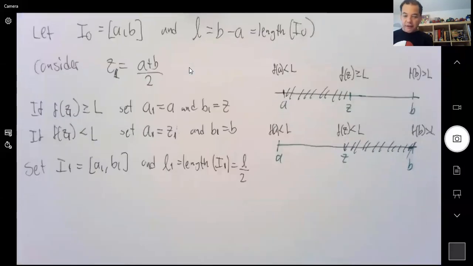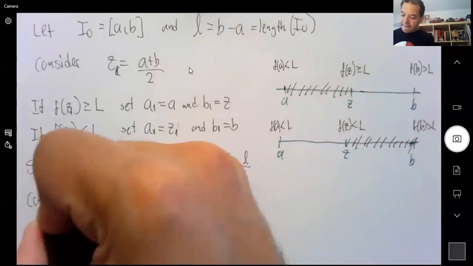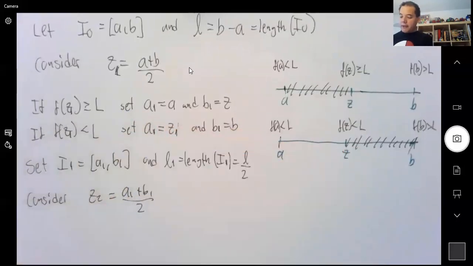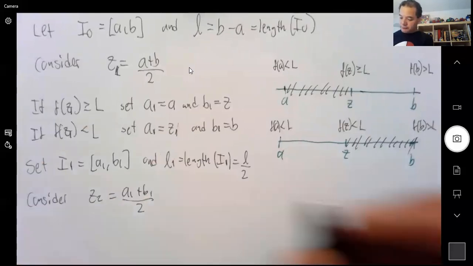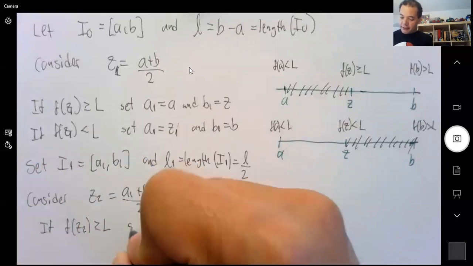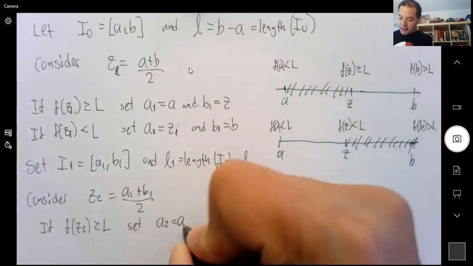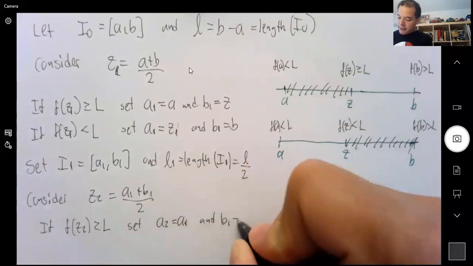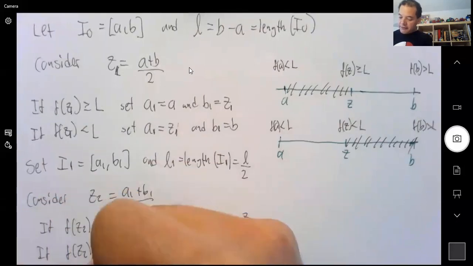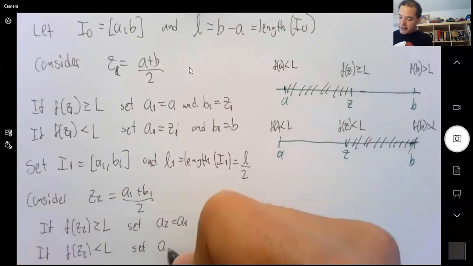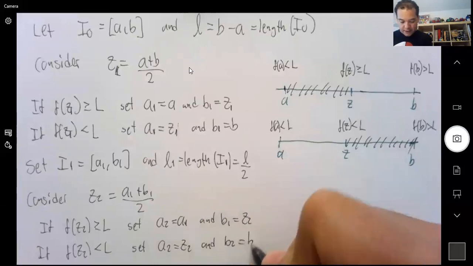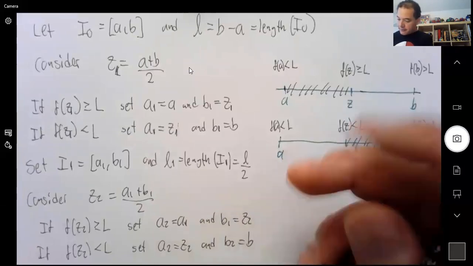Now, the next thing I will do here is consider C2, which is going to be the half point between A1 and B1. And then I proceed the same way. If f of C2 is greater than or equal to L, then I set A2 to be A1 and B2 to be C2. And if the other thing happens, if it's less than L, then we set A2 to be C2 and B2 to be B1.